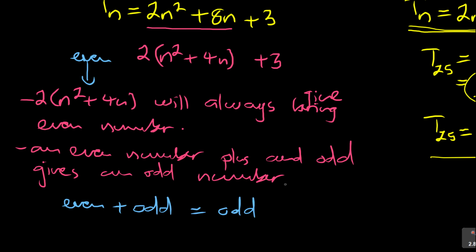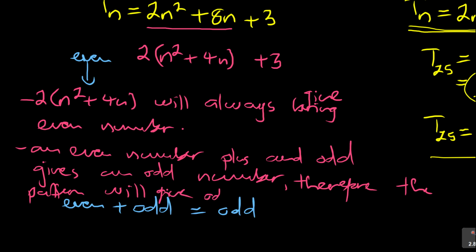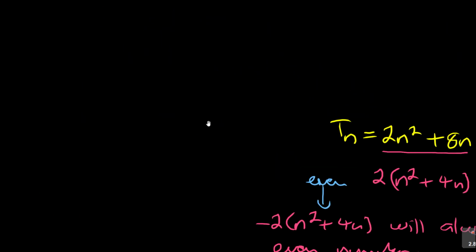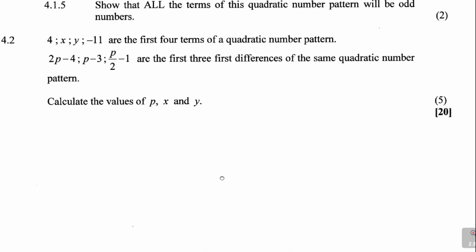Therefore, the pattern will give odd numbers. That's the main part. This pattern will always give odd numbers, for all values of n. Whatever case. But they were trying to just say, are you able to pick that one there? Okay, so that was that.